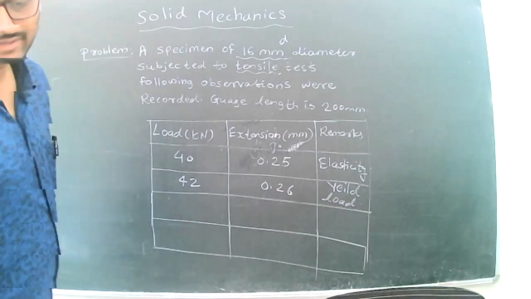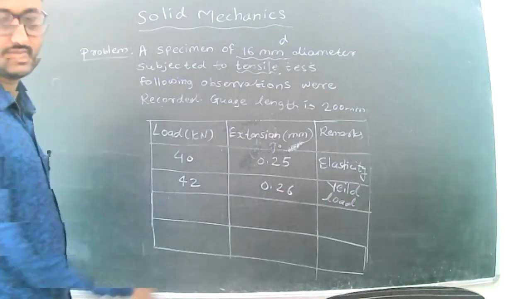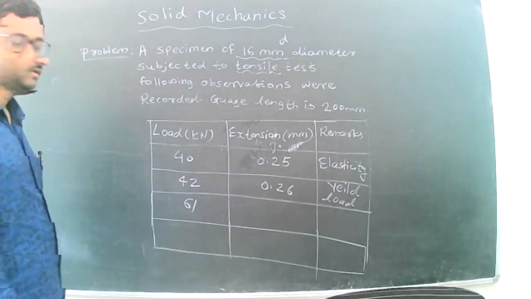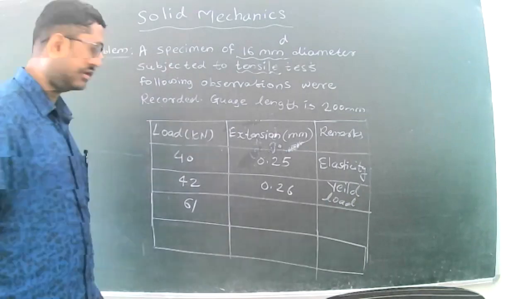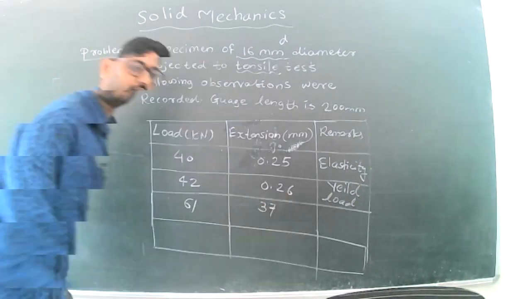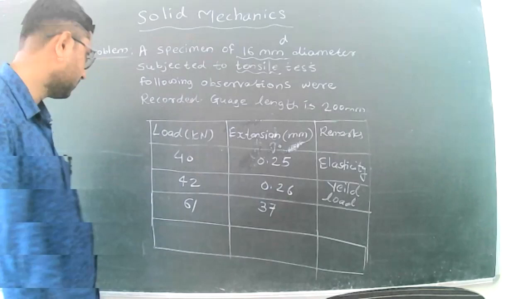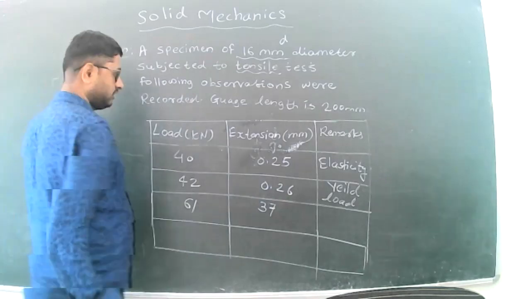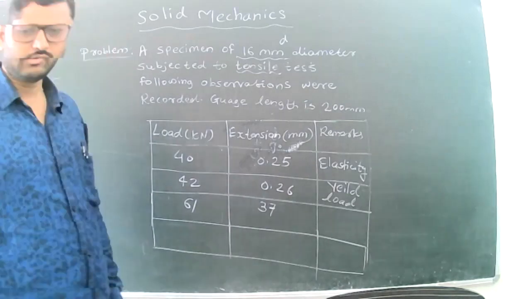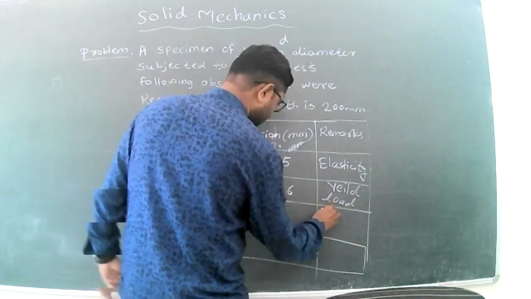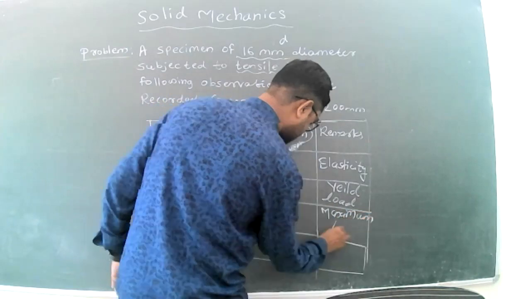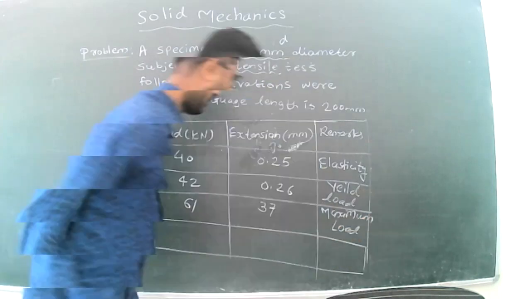The next, for maximum load or ultimate stress: the load applied is 61 kilonewton and the deformation, the extension, is 37 mm. These values are given for maximum load or ultimate load.